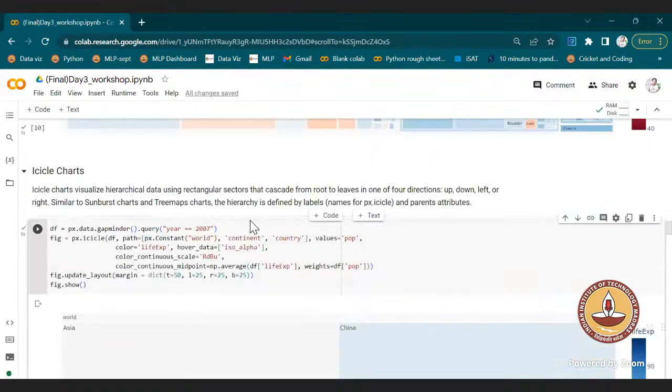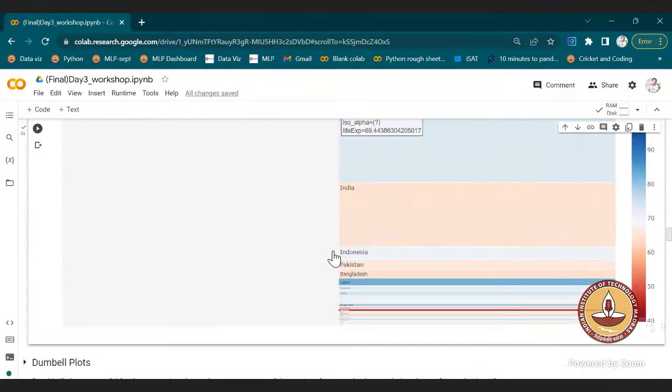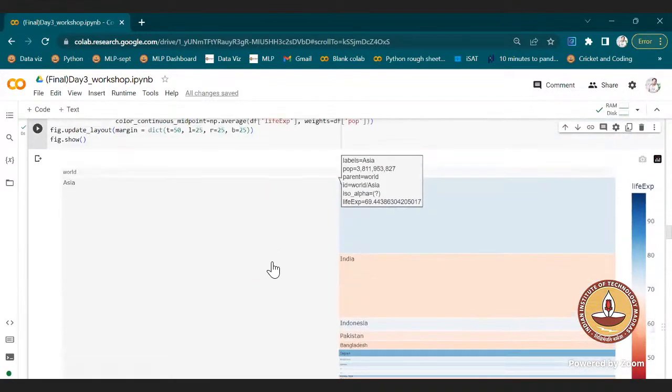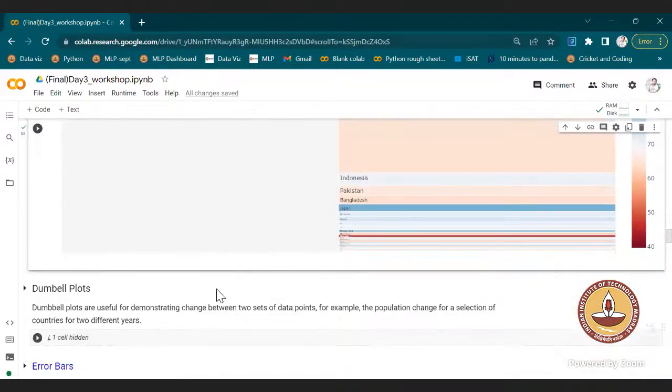So basically, maybe you can prefer this type of shape in some cases where the distribution among the different continents is not this uneven.